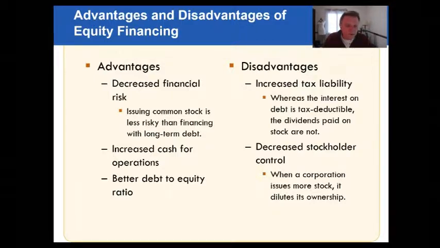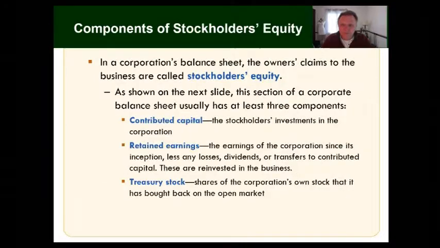The unfortunate disadvantage is that dividends paid out are also a tax liability. And you have what's called decreased stockholder control. So when a corporation issues more stock, it dilutes its own ownership. The more stock a company issues, the more owners there are, if you will. And so everyone's share of the ownership gets a little bit smaller the more stock that's issued.